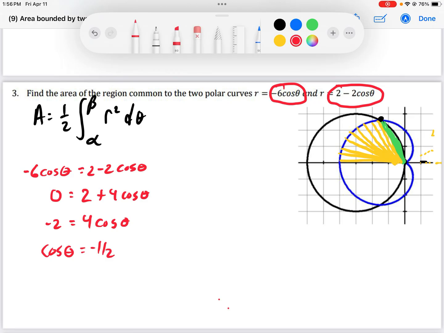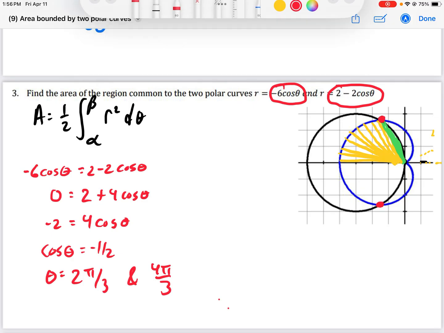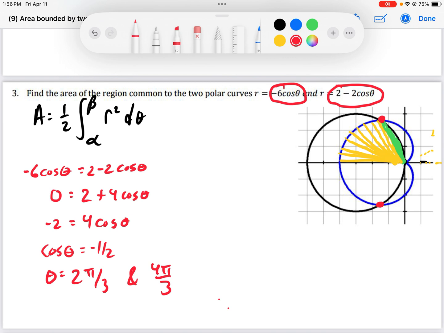So you got to think on that unit circle, where is theta, where's cosine negative 1/2? That's when theta is equal to 2 pi over 3 and when theta is 4 pi over 3. So that's going to be this point and this point.